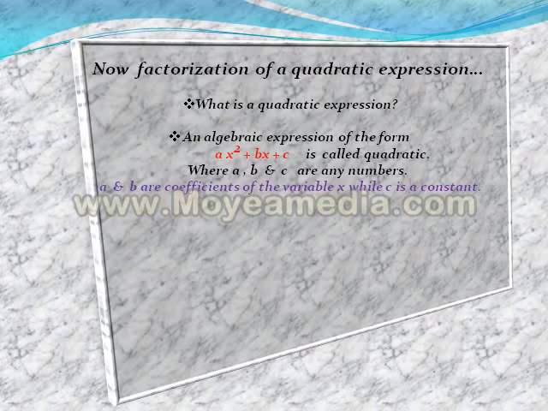So how are we going to recognize an algebraic expression as quadratic? In a quadratic algebraic expression, the degree of the expression is going to be 2. Remember, what's the degree of an expression? The highest power of the variable. The variable over here is x. So in a quadratic algebraic expression, the highest power of the variable is going to be 2. That's a must. And a, b, c are any numbers.